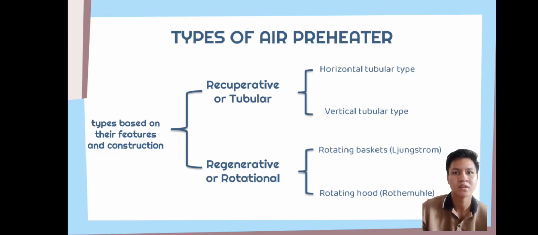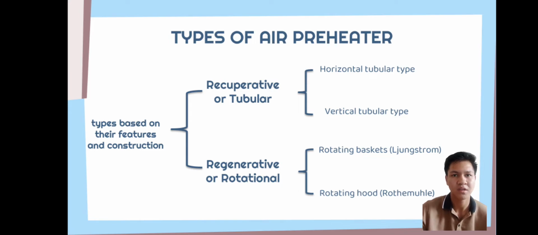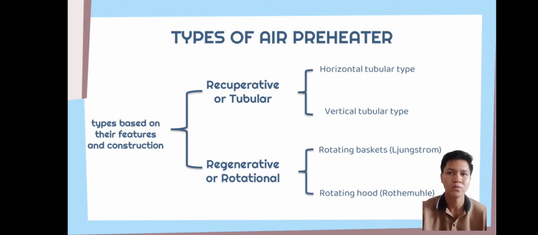Recuperative or tubular type preheater is further classified into two types. They are called horizontal tubular type and vertical tubular type. Regenerative or rotational type air preheater is also classified into two types. They are called rotating basket, or also they call Ljungstrom, and rotating hood, also they call Rothemuhle.